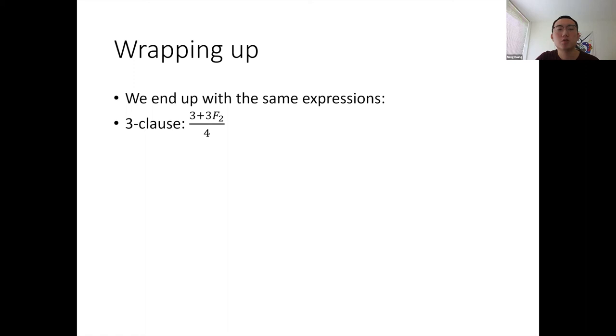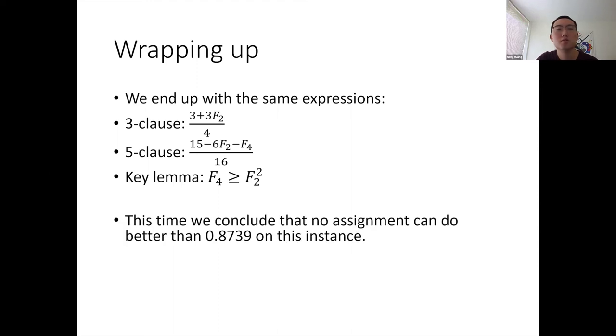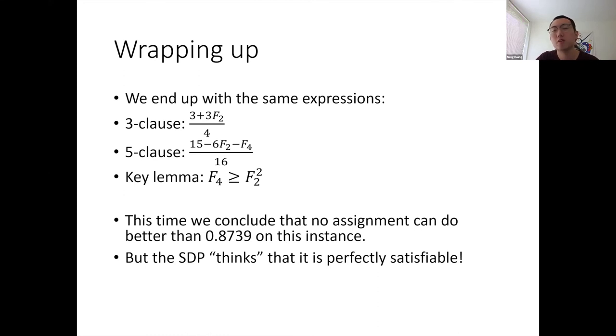So let's wrap up. We end up with the same expression for the 3 class, the same expression for the 5 class, and the same expression for the key lemma. So we can just translate our previous argument very easily here. But this time we conclude that no actual assignment can do better than 0.8739, but SDP thinks that this is perfectly satisfiable. So this gives an integrality gap instance, and this completes our proof.